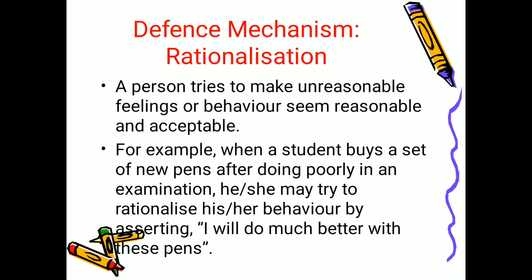The last one is rationalization. Now rationalization is when a person tries to make unreasonable feeling or behavior seem reasonable and acceptable. For example, when a student buys a set of new pens after doing poorly in an examination, he or she may try to rationalize his or her behavior by asserting, I will do much better with these pens. So you try to make unreasonable feelings or behavior seem reasonable and acceptable. The example in your book is that a student who did poorly in the examination may go to the market and buy new pens, and he would say that I will do much better with these pens. So that is rationalization.